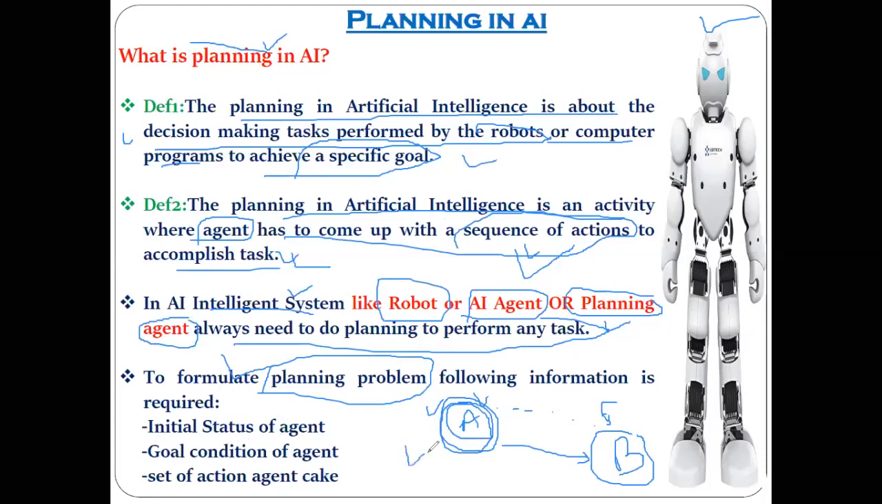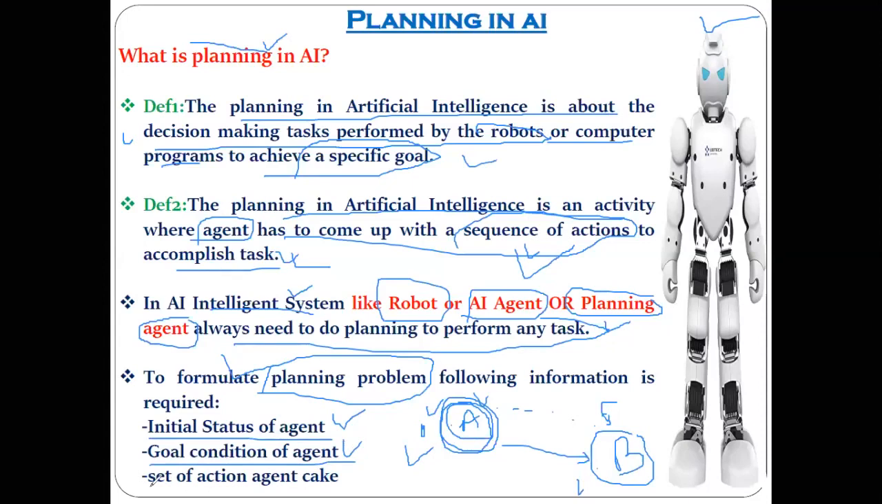Suppose we have taken this example. The AI agent is at this point and he has to reach this point. In order to reach from this point to this point, he needs to do the planning, and to do the planning, he needs to think on some sequence of actions, or he has to make some decision. And for that, what kind of information is required? The initial status of the AI agent, or the planning agent, or the robot. Understood? Then the goal condition of the agent, where the goal is that the particular agent has to reach, and how to reach that particular goal state.